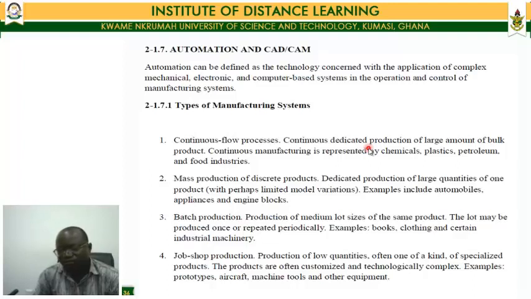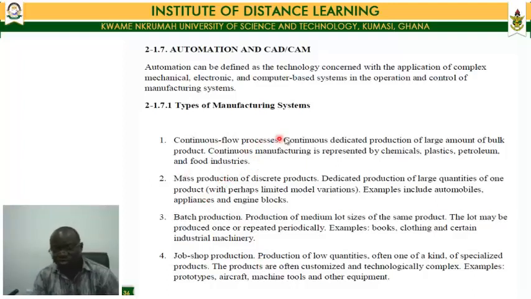Now, we have types of manufacturing systems. One, we have the continuous flow process. Two, we have mass production of discrete products. Three, we have batch production. And then four, we have job shop production. Now let's quickly explain these four types of manufacturing systems.